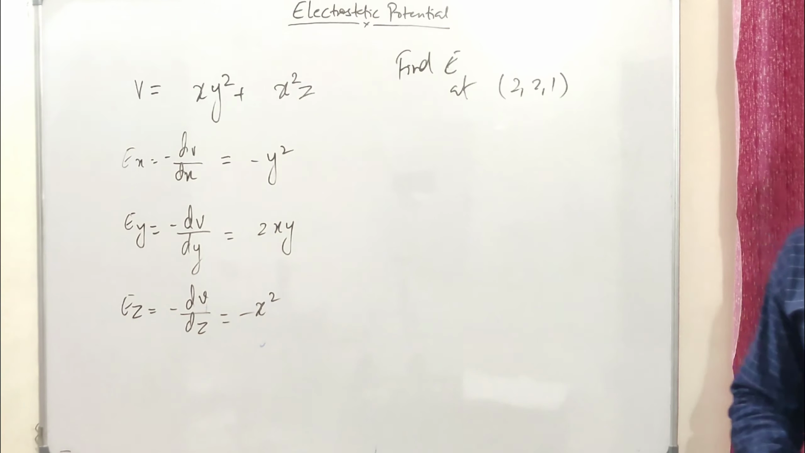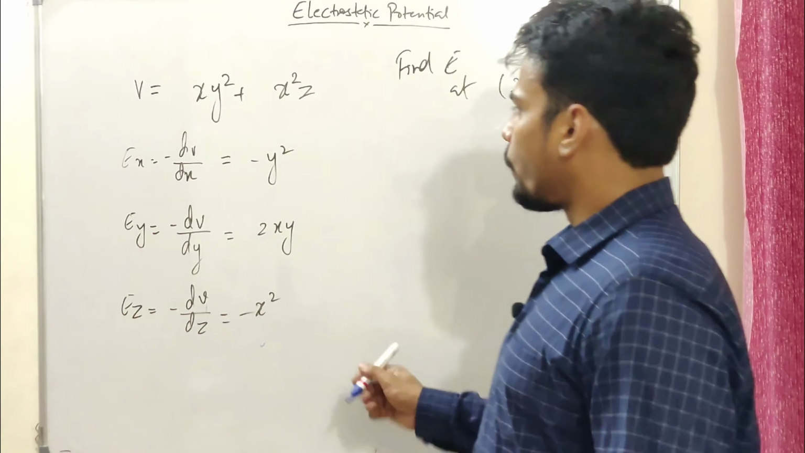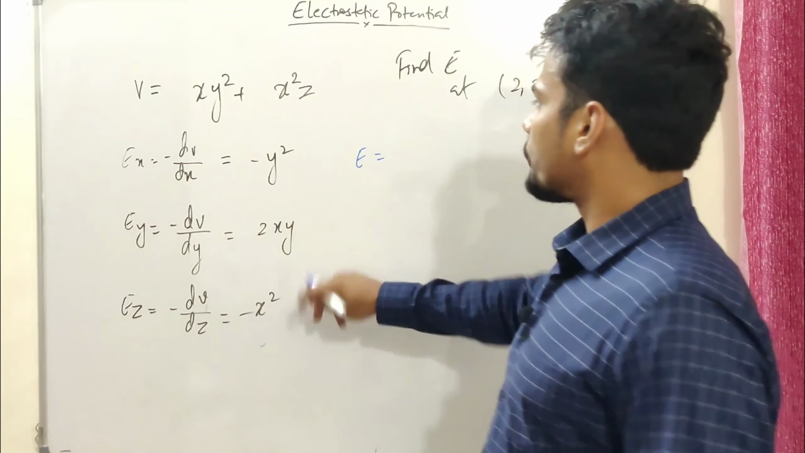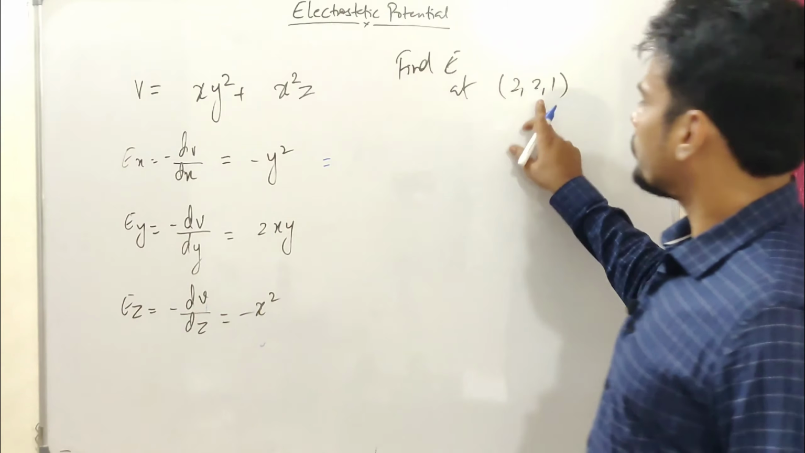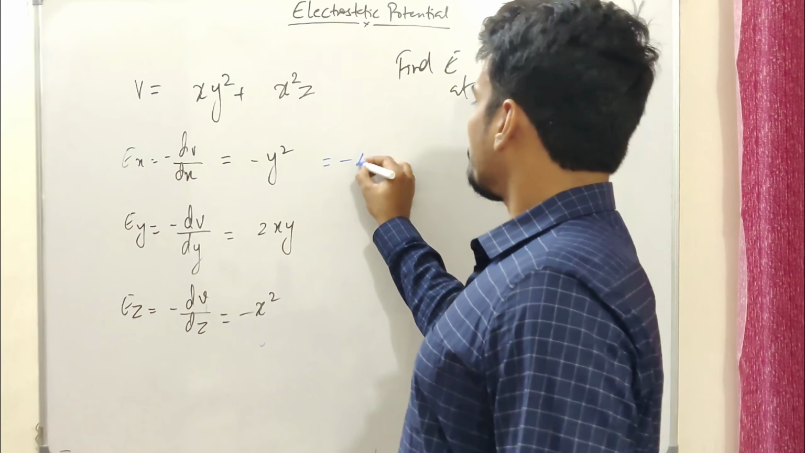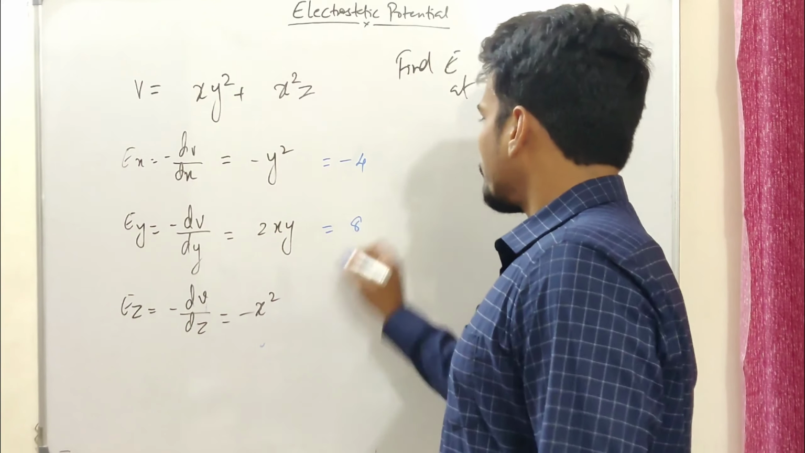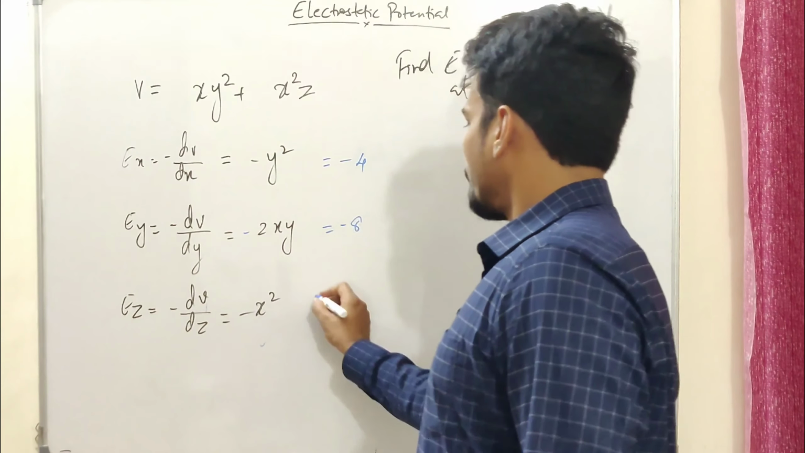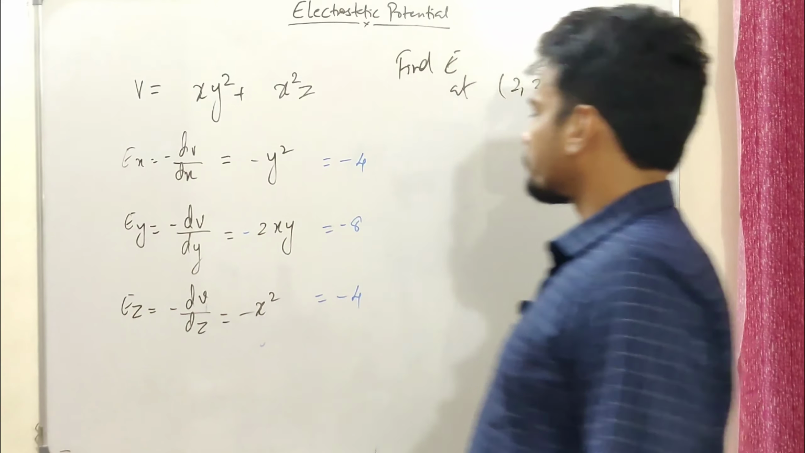Right, now we get to find the electric field at this particular point (2, 2, 1). Let's put the values. Ex should be how much? y is 2, so minus 4. Ey is going to be 2 times 2, 4 times 2, 8, with the negative sign. And Ez is going to be minus x², so minus 4.